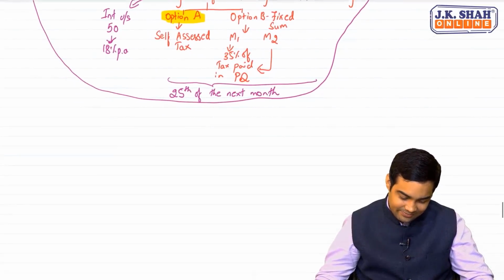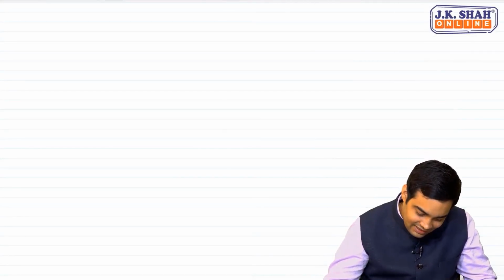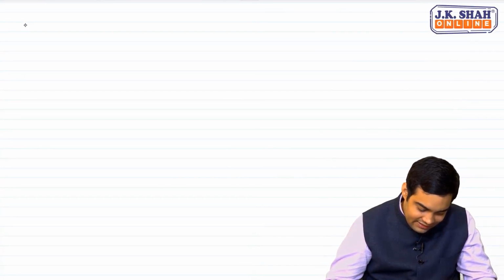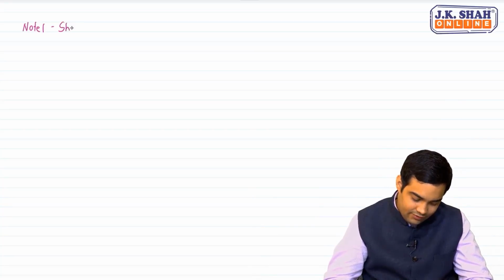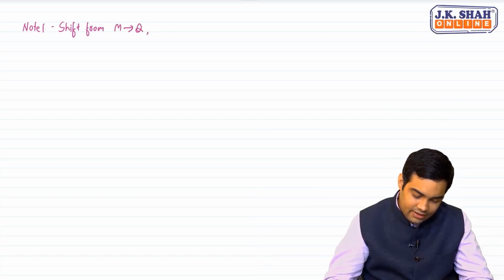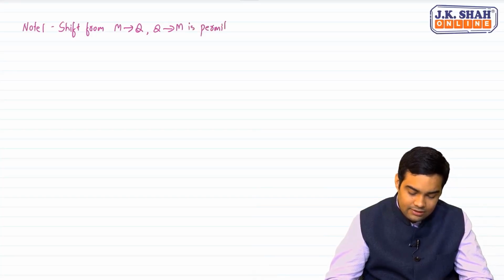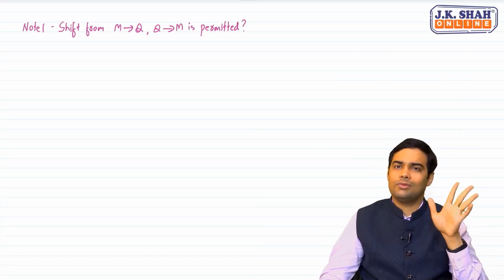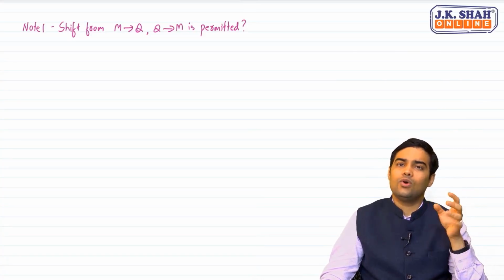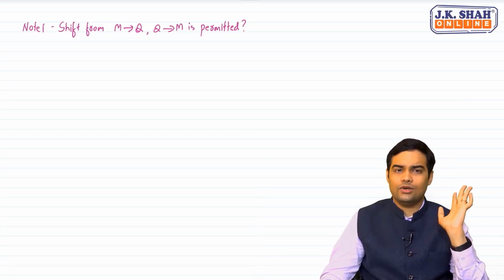See it very carefully. Government has clearly provided that you can shift from option 1 to option 2 and vice versa, no problem. Shifting from monthly to quarterly, quarterly to monthly is permitted. But people, you can't shift in between the quarters. So for one quarter, if you are following the monthly scheme, you have to follow the monthly scheme for that quarter. For another quarter, if you are filing under the quarterly scheme, you have to follow that quarterly scheme.